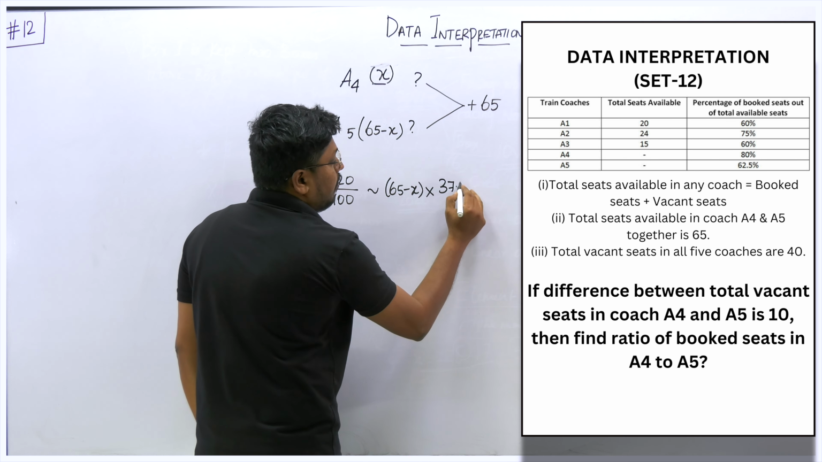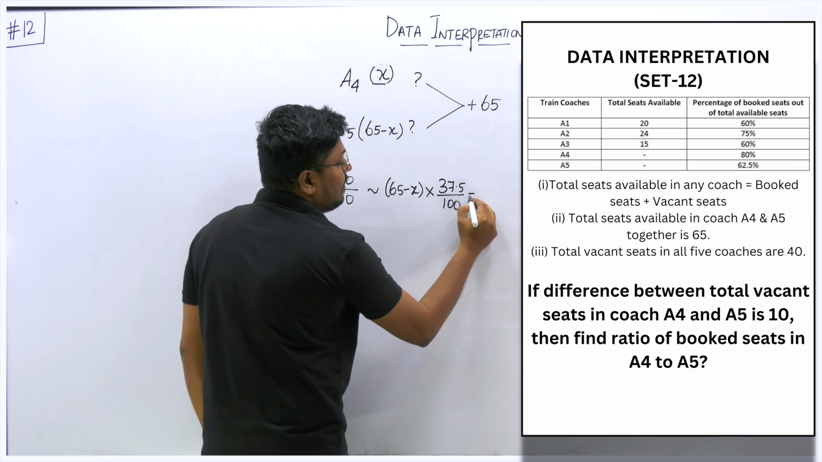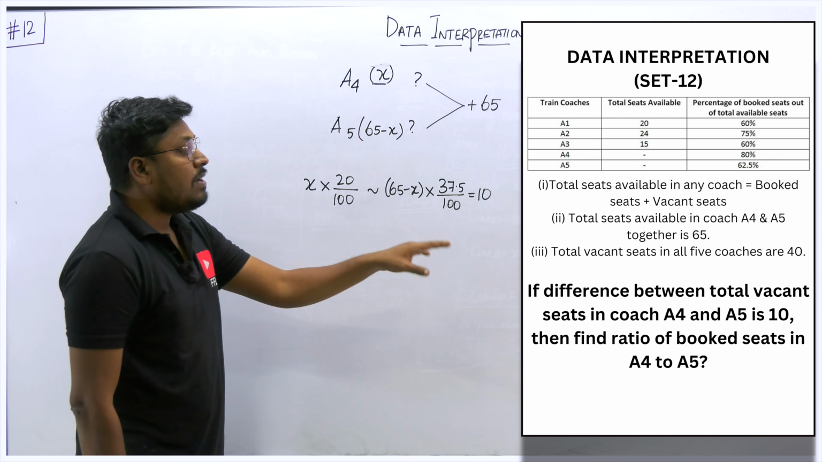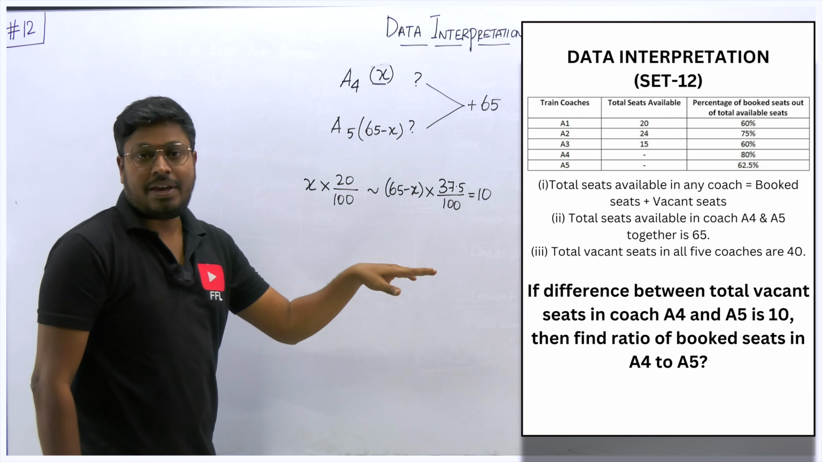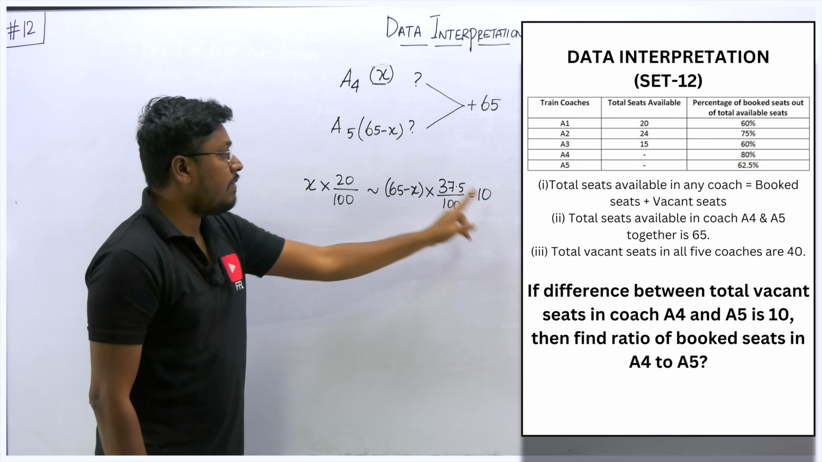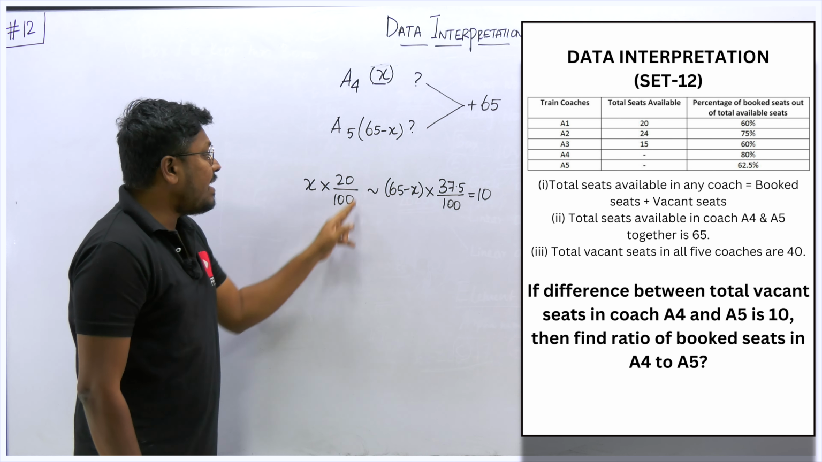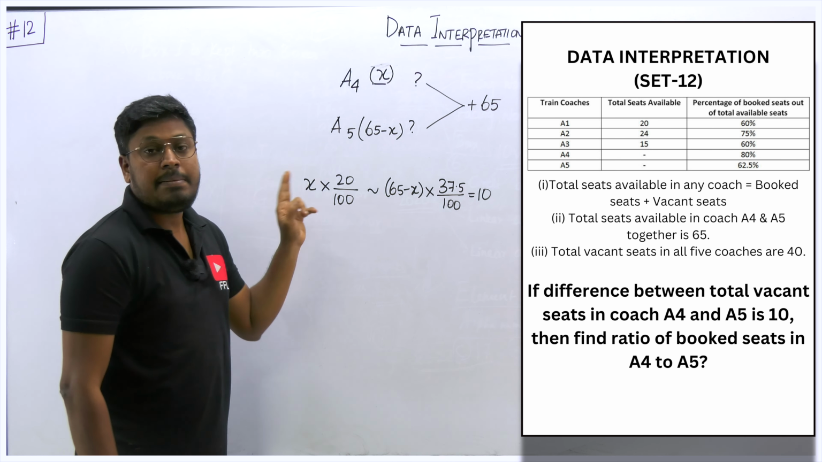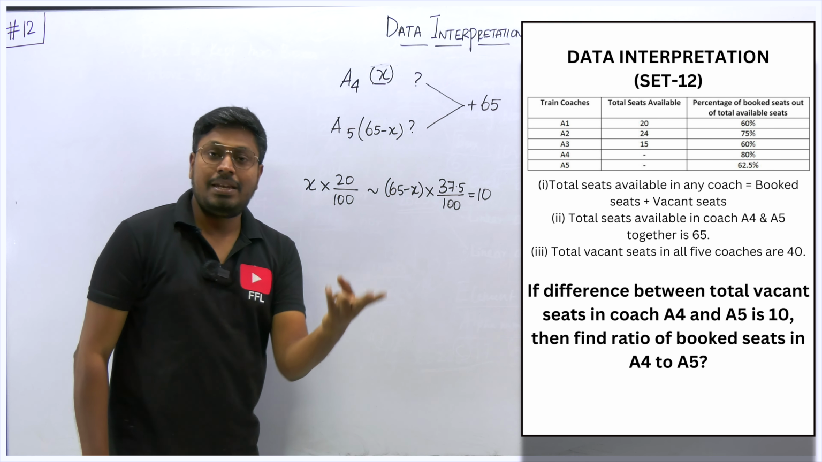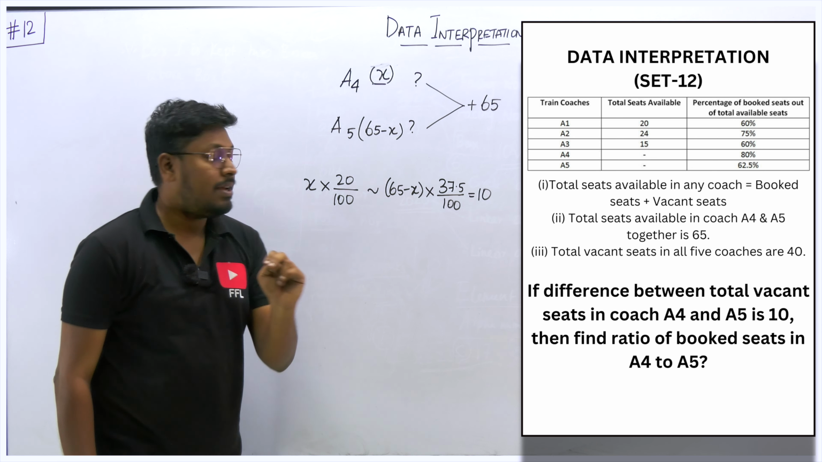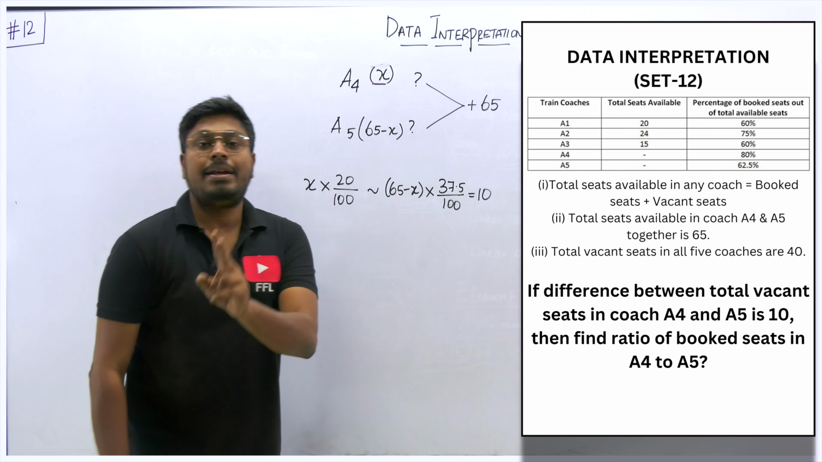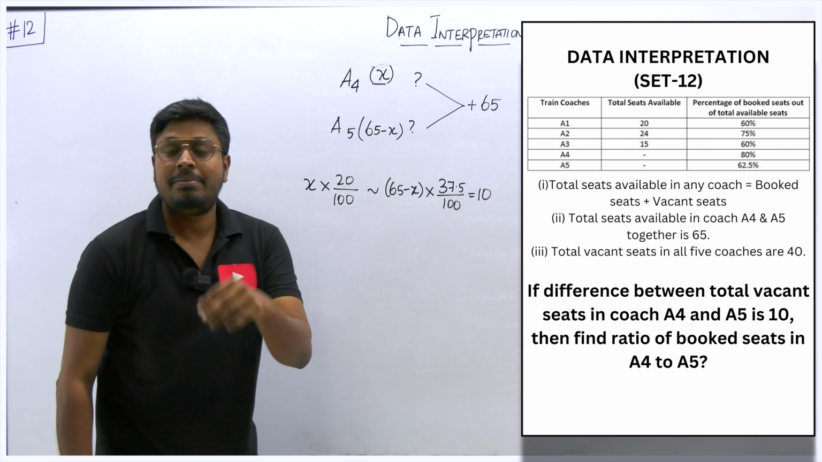So 37.5% of the seat will be vacant, so that difference will be 10. Friends, understood or not? They have given that the difference between the total vacant seat of A4 and A5 is 10. So how did I get 20? Why have I written 20 here? Because 80% of the seats are booked, and our target is to find the vacant. So if 80 are booked, then the remaining 20 will be vacant. Similarly, if 62.5% of the seats are booked, then 100 minus 62.5, that is 37.5, will be the total vacant.